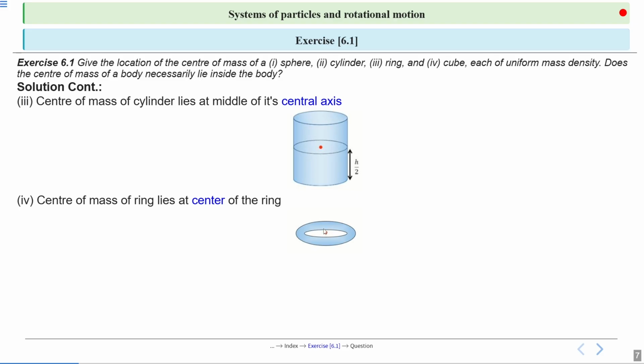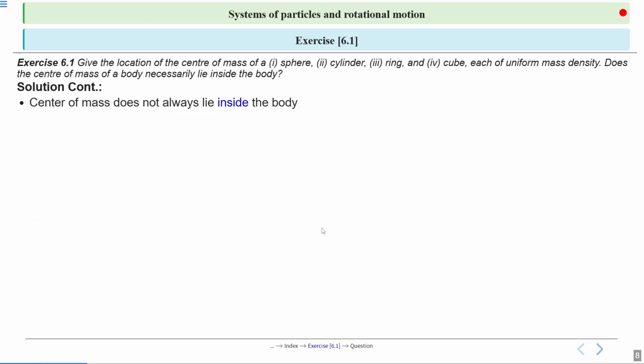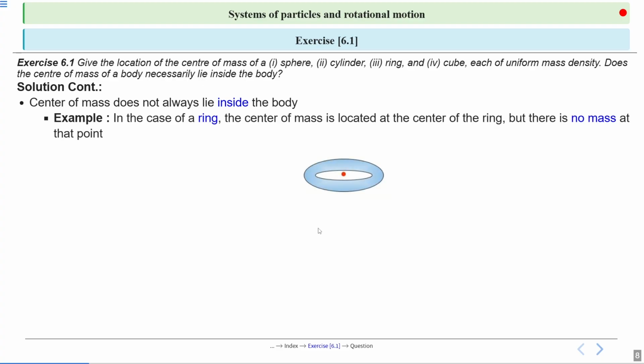Now the question is, does the center of mass of a body necessarily lie inside the body? So, the center of mass does not always lie inside the body. For example, in the case of a ring, the center of mass is located at the center of the ring, but there is no mass at that point. So at this red dot, there is no mass.